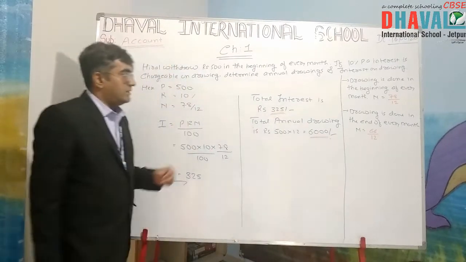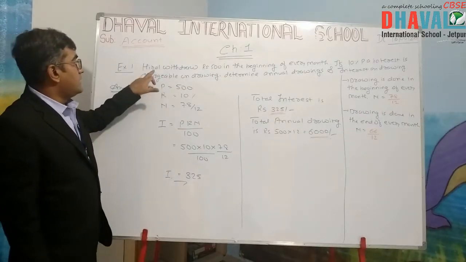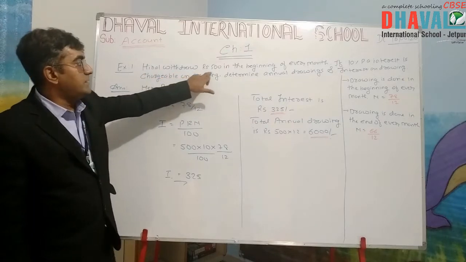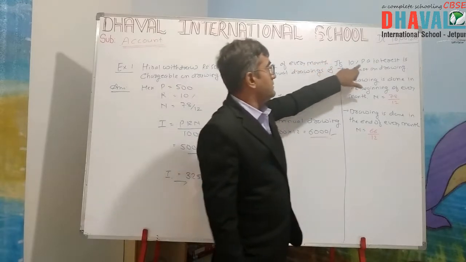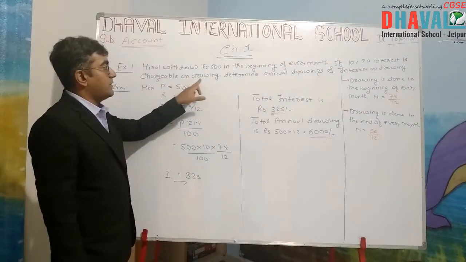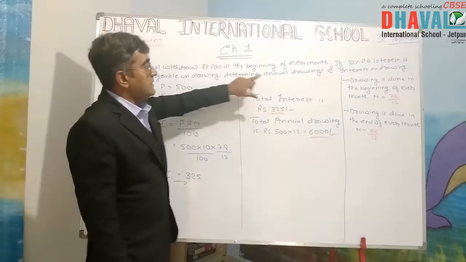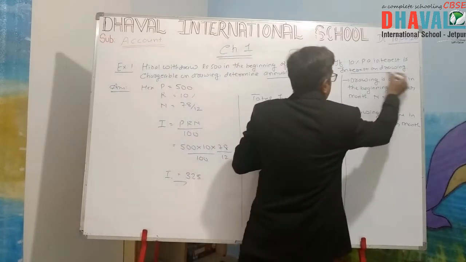Now we start our example number 1. First we see the question. Here, rupees 500 are withdrawn in the beginning of every month. If 10% per annum interest is chargeable on drawings, determine the annual drawings and interest on drawings.